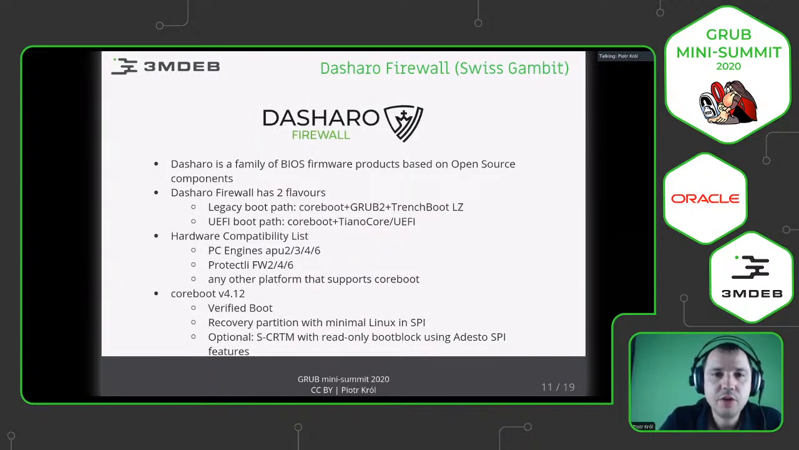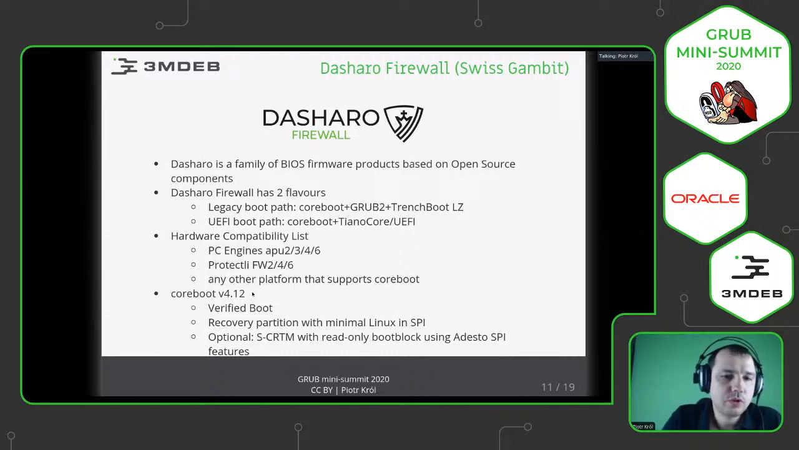As firmware, we're using Dasharo. Dasharo is a family of BIOS firmware products based completely on open source. It's produced by 3mdeb. In this case, we have Dasharo firmware; there are other flavors of Dasharo. This Dasharo firmware works with legacy boot and with the UEFI boot path. It is compatible with various hardware, with firewalls from PC Engines, APU 2, 3, 4, 6, and from Protectli, FW 2, 4, and 6. And to be honest, any firewall-like platform, or any platform that supports coreboot, could be enabled to support the same stack.